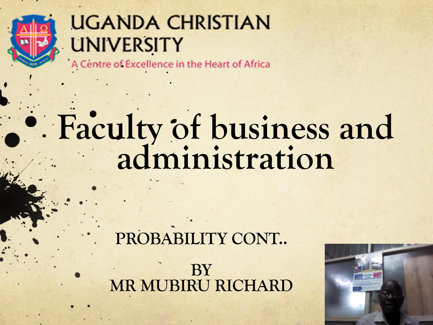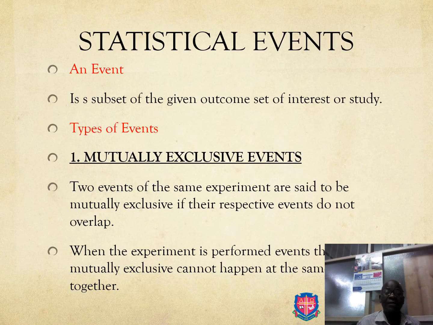Now let us continue again with probability, and we start with what we mean by an event. Last time we saw what an event is, but once again, it is a subset of the given outcome set of interest or study. If you have a given outcome set of study and you pull out a few, then that is an event. So we want to see the types of events.